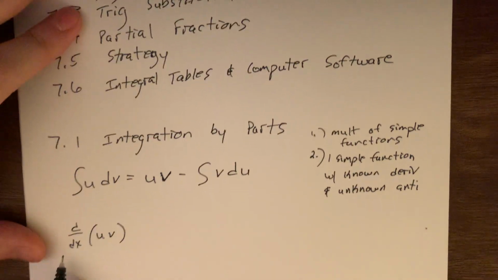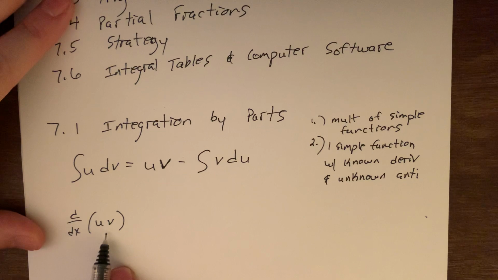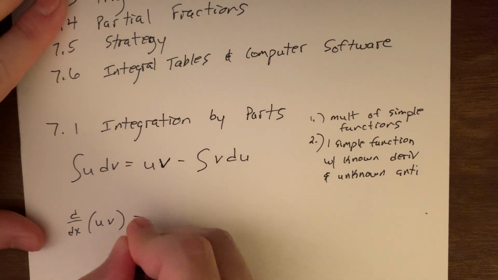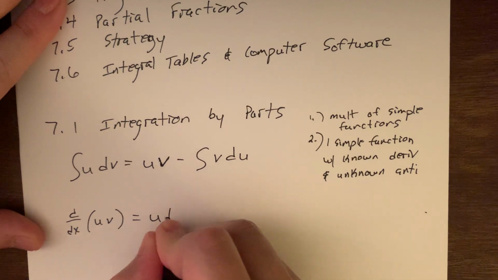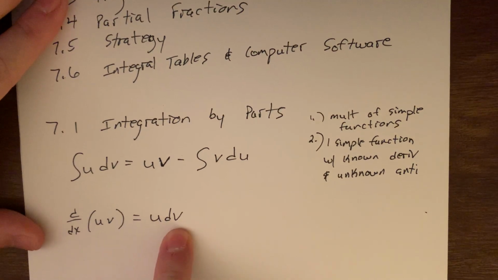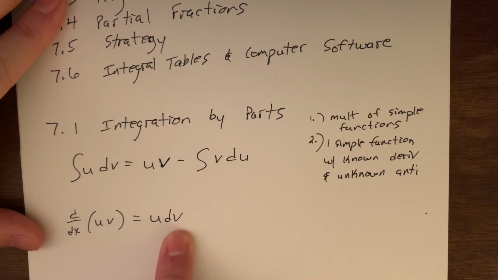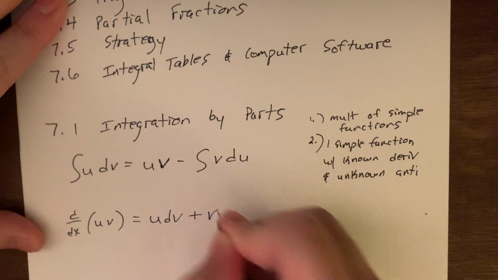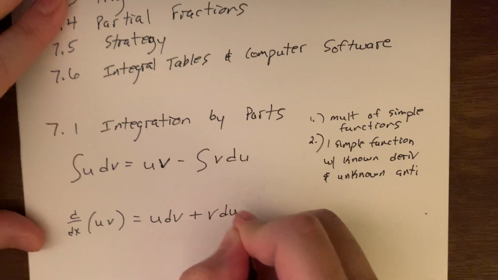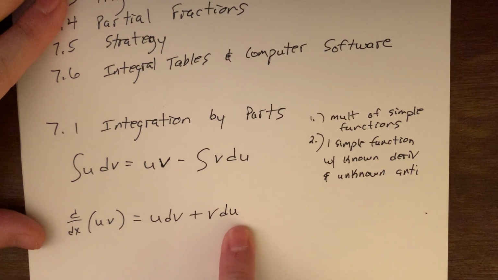if I'm taking the derivative of a product rule situation, so a u times a v, well, product rule would go u by itself times the derivative of v. So in Calc 1, we often would use a v prime. Here I'm going to use a dv for the derivative of v, plus the original second times the derivative of the first.